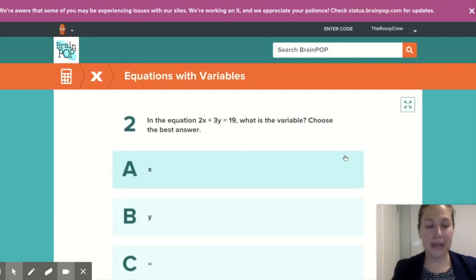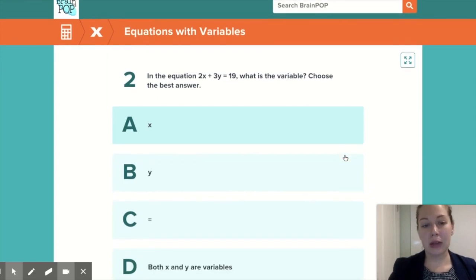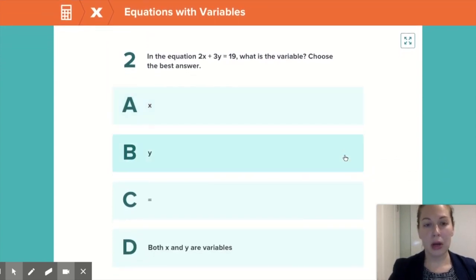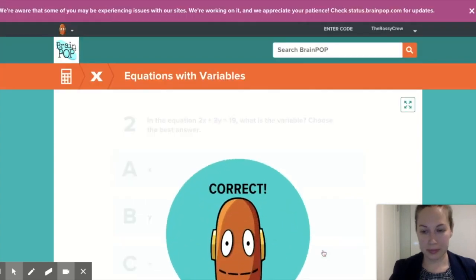Number 2. In the equation 2x plus 3y equals 19, what is the variable? Choose the best answer. When I hear choose the best answer, I know that might be a trick, so please take it slow. Well, let's just look at the problem. I know that the x is a variable. I know that the y is a variable. So let's take a look at our answers. X, okay, it's true, but is there a better answer? Y is also true. The equal sign, definitely not. And then letter D, both x and y are variables, which is true. Good.